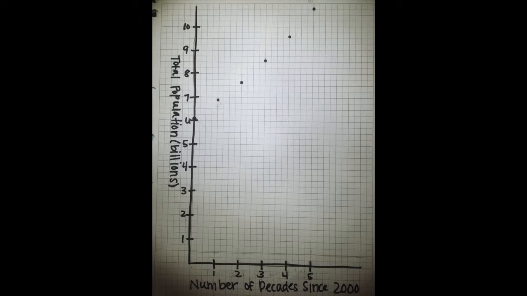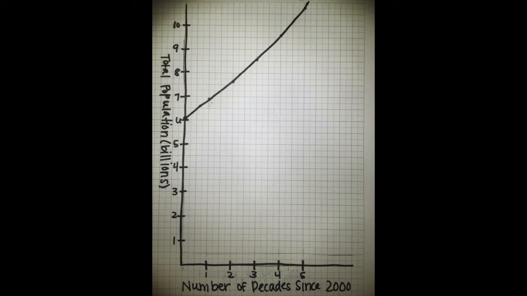The y-intercept would be the population of the world in 2000. Then, following the points I plotted, I drew the line of best fit. You can see that this situation isn't linear because the line is curving and linear functions would not do this.